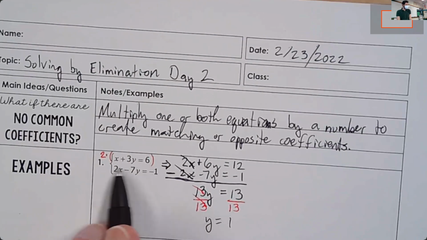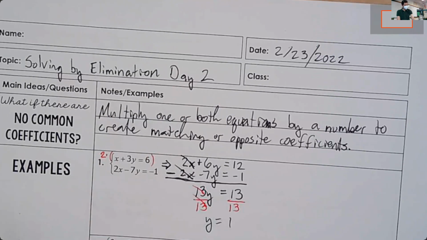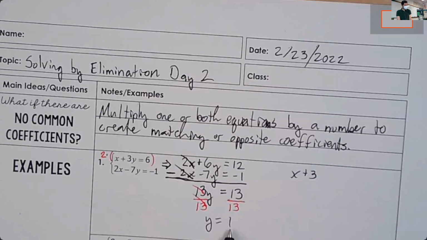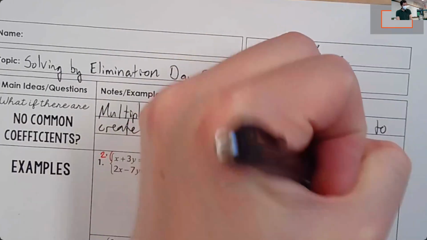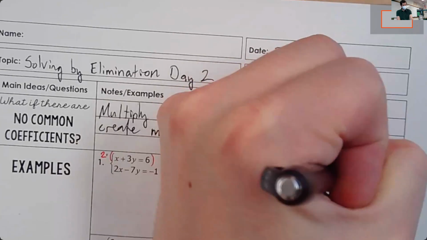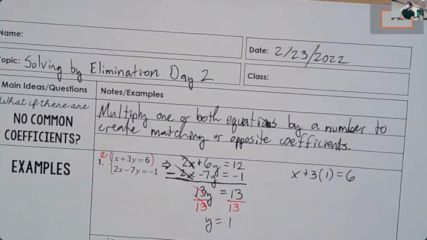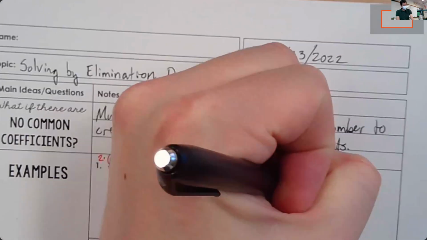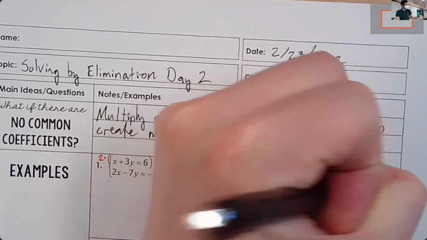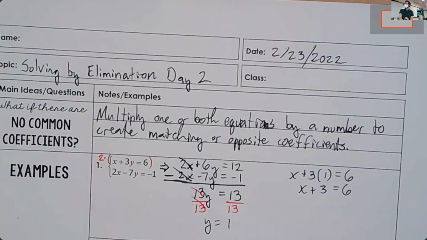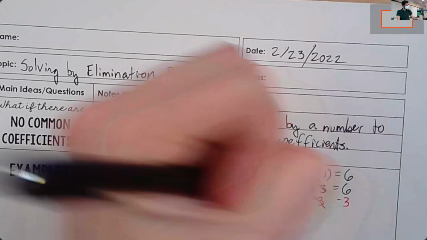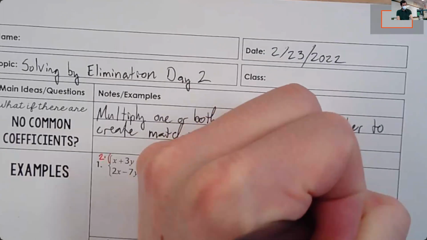Now I'm not going to rewrite this whole thing like we did with substitution. I'm just going to write x plus 3 and then y is 1. So 3 times y would be 3 times 1 equals 6. So we'll just use that very first original equation and we'll solve for x that way. Do the multiplication real quick. 3 times 1 is 3. So that's x plus 3 equals 6. And then to get x by itself, we'll subtract 3 from both sides, minus 3, and x equals 3.